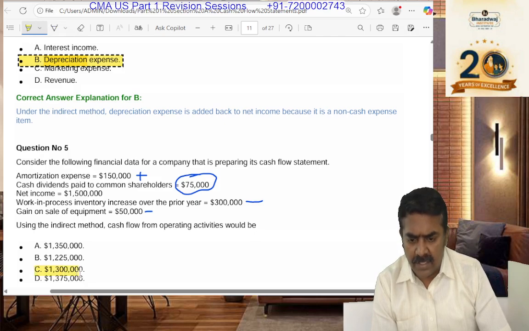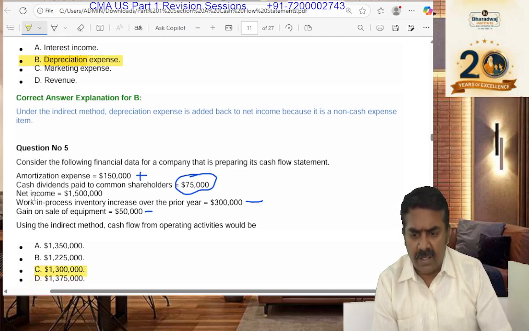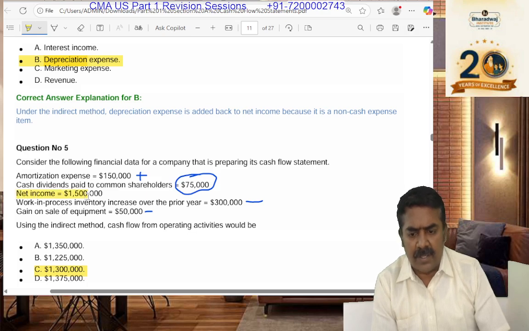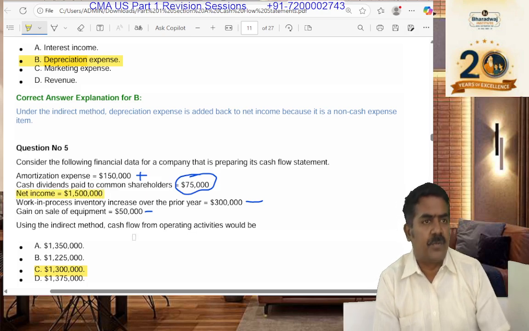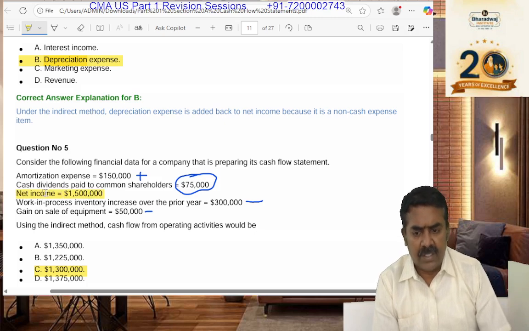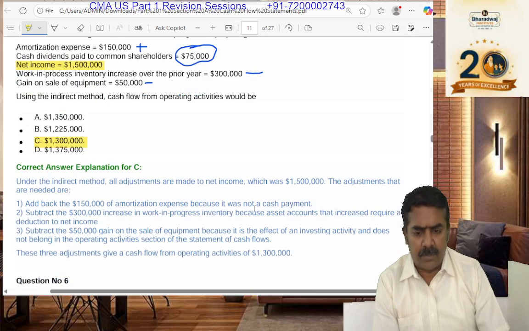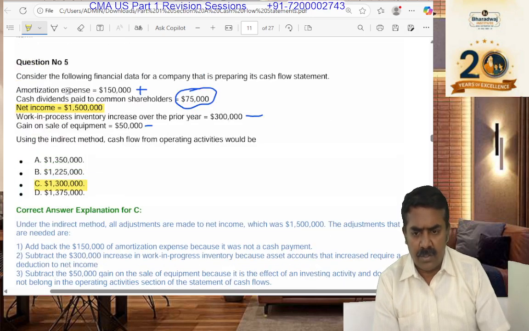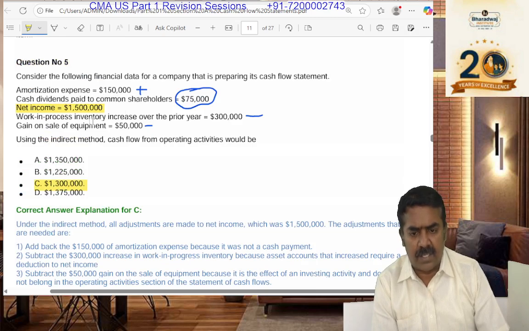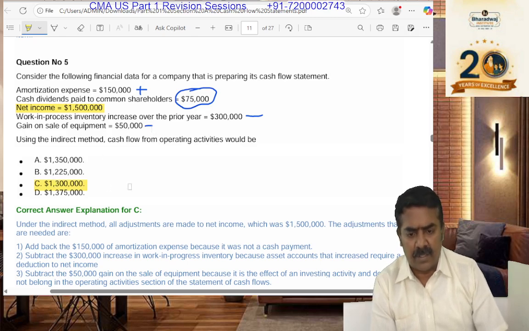Why are we not adjusting cash dividend paid? We are not starting with the difference between opening and closing retained earnings. We start with which one? Net income. Net income is before adjusting which one? Cash dividend paid to them. So amortization expense non-cash we add back. Increase in current assets minus, gain on sale of equipment, non-operating income, non-operating gain minus. So we get how much? 13 lakhs.